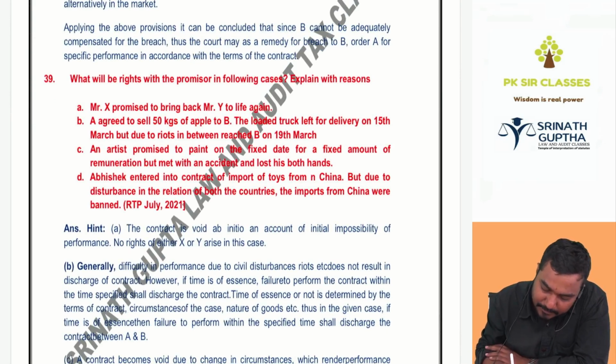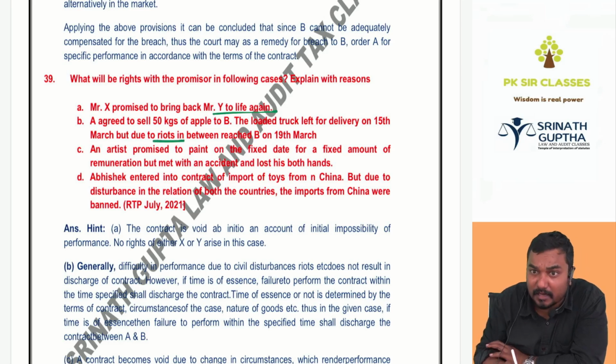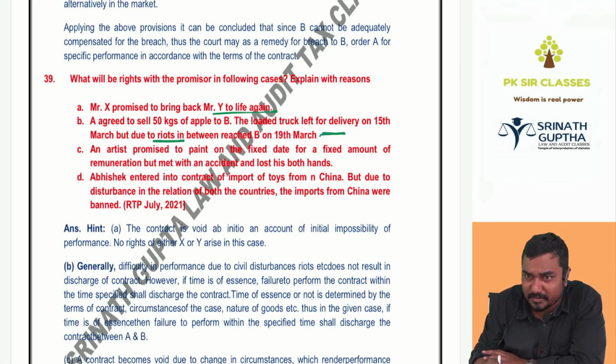X promised to bring back Y's life again. Impossible. A agrees to sell 50 kgs of apples loaded into a truck left for delivery. Due to riots, the goods got spoiled, beta. Perishable in nature. Contract will become a void contract. We discussed the same question in the last chapter.